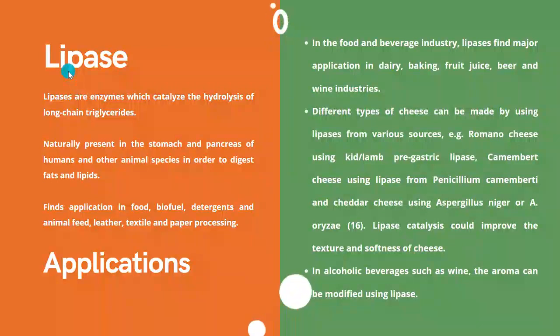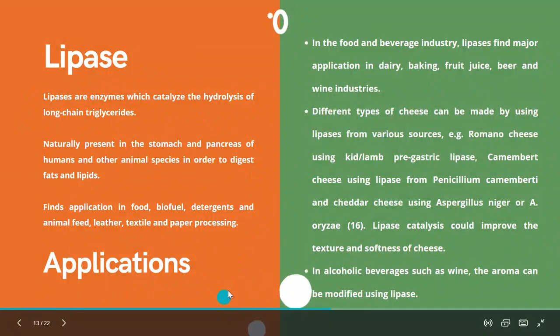If you see here, lipases are the enzymes which catalyze the hydrolysis of long chain triglycerides. You all know, from our first lecture, we have read about triglycerides, right? We read in that presentation in our first class, if you remember, that triglycerides compose 85% of the fats found in our food. So these lipases catalyze the hydrolysis of the long chain triglycerides.